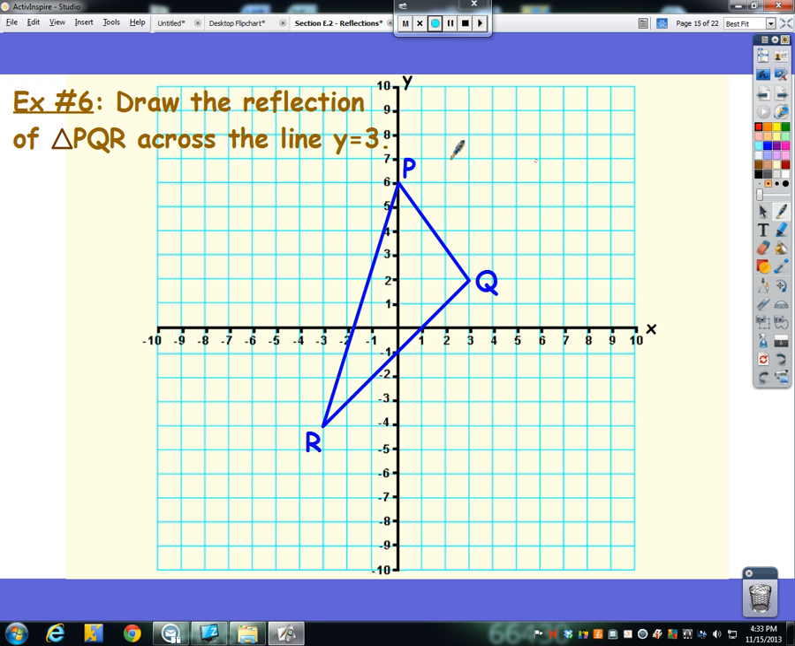Now, we don't have a rule for y equals 3. At least I don't have a rule for y equals 3. Maybe you came up with some special way in the last video for doing crazy stuff. I don't know. So first we need to discuss, where is the line y equals 3?